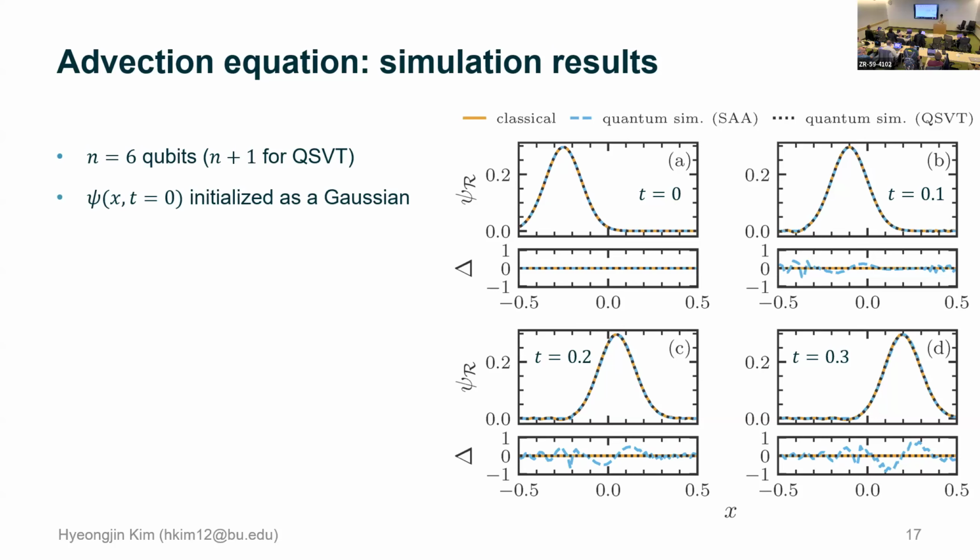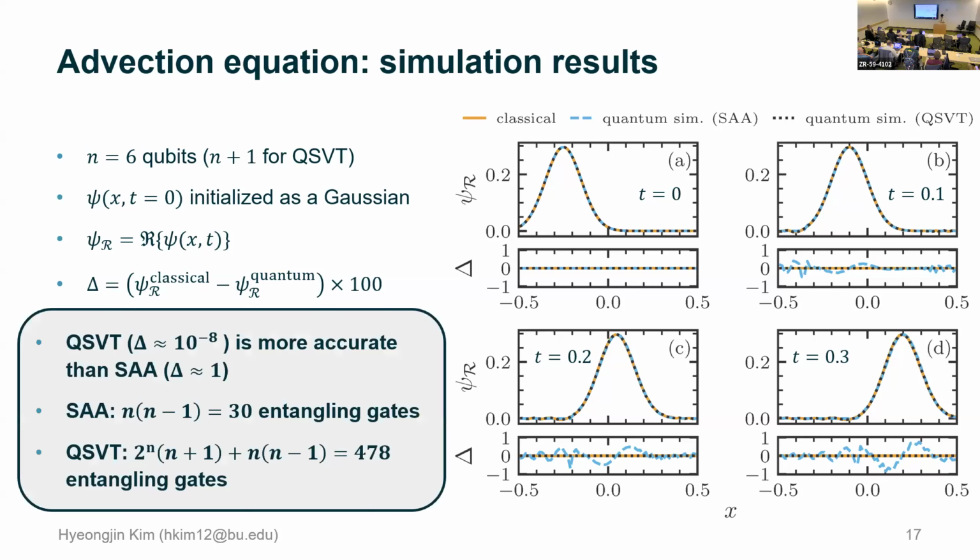And the bottom panel, for each plot, we're plotting the real value of our function, because we start with a real value function. And each bottom panel just looks at the difference between the classically derived solution and the quantum solution. And here we're looking at both the single small angle approximation solution and the QSVT solution.